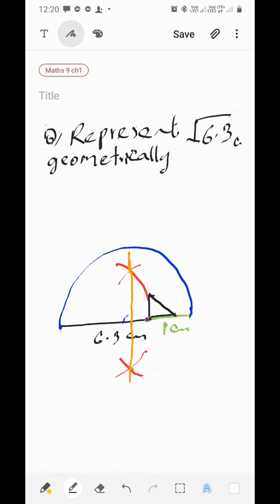Okay, put the perpendicular vertex of the set square at that point, with the other side on the line like this, and draw a perpendicular that touches the point and the semicircle. So this new line we have drawn now is the geometrical representation of root 6.3. Yes, this line is root 6.3. Why it is root 6.3, that justification we will write later.